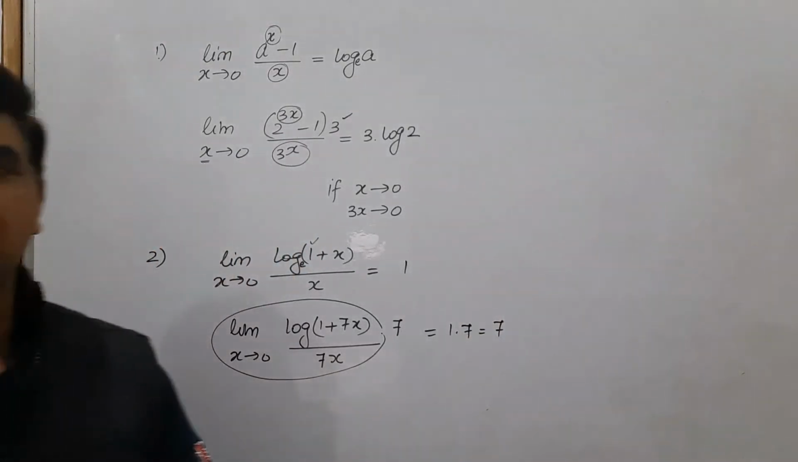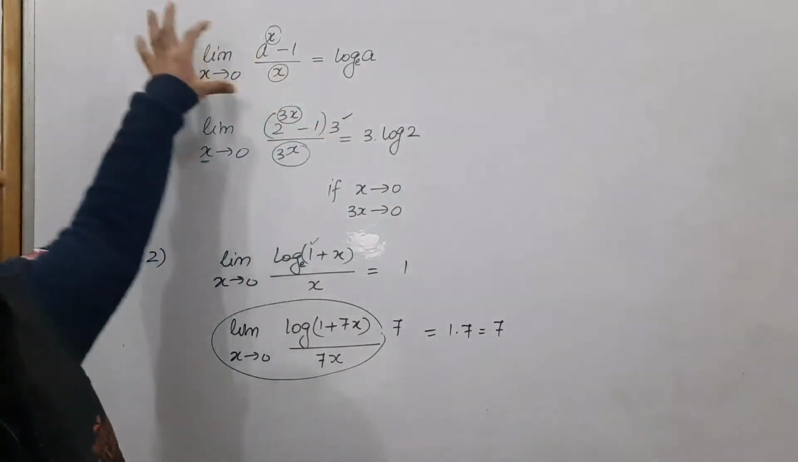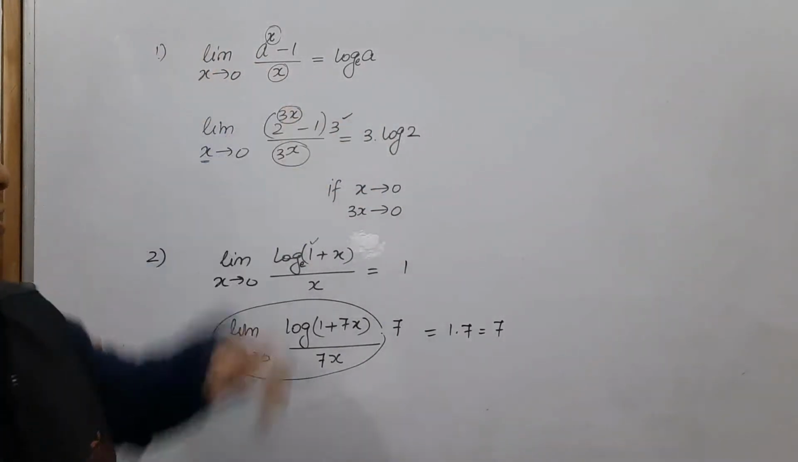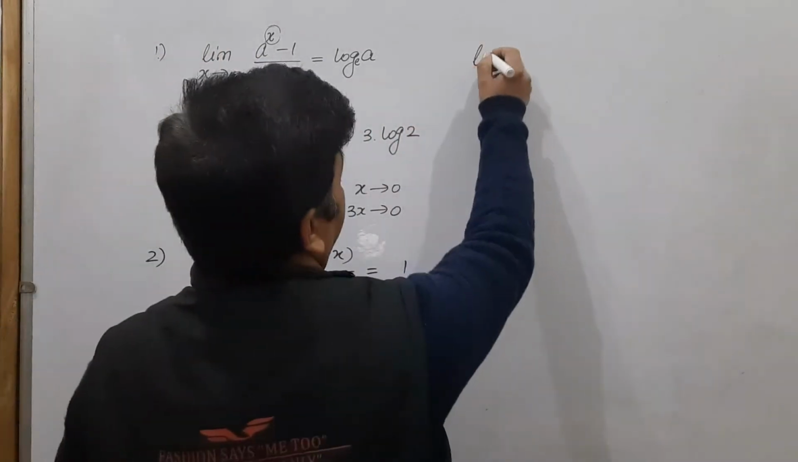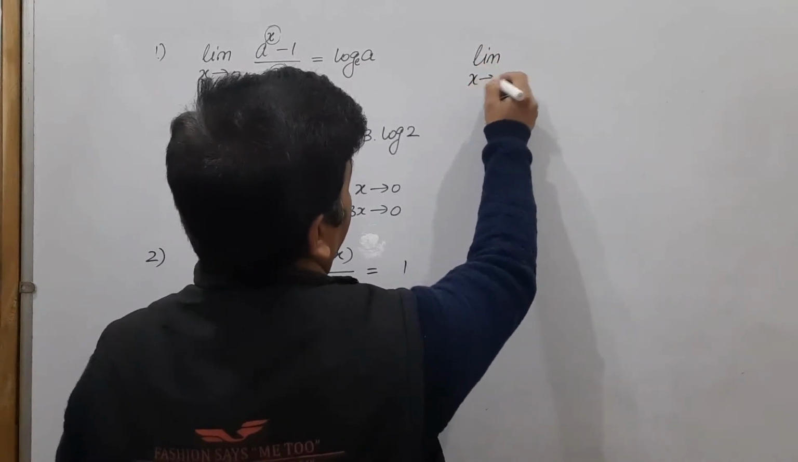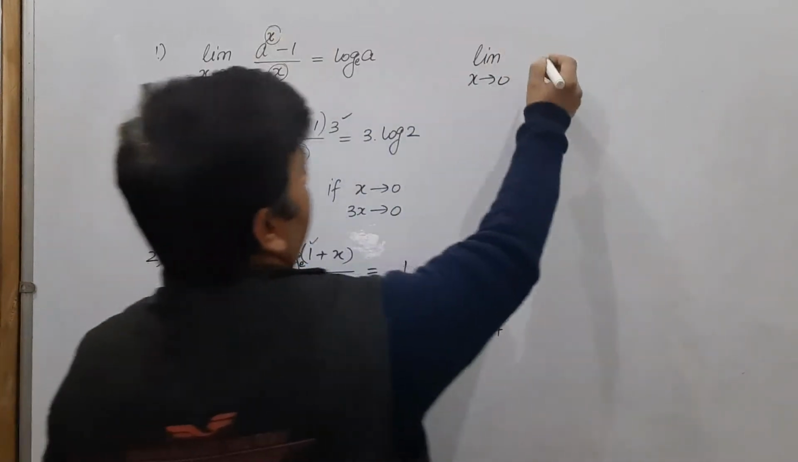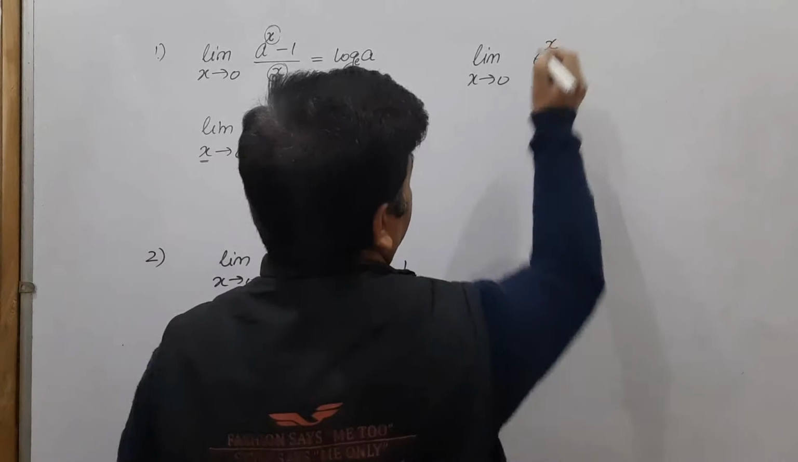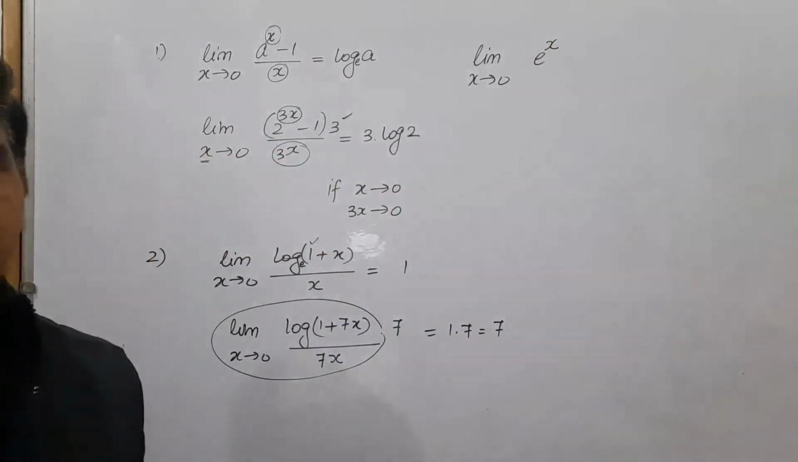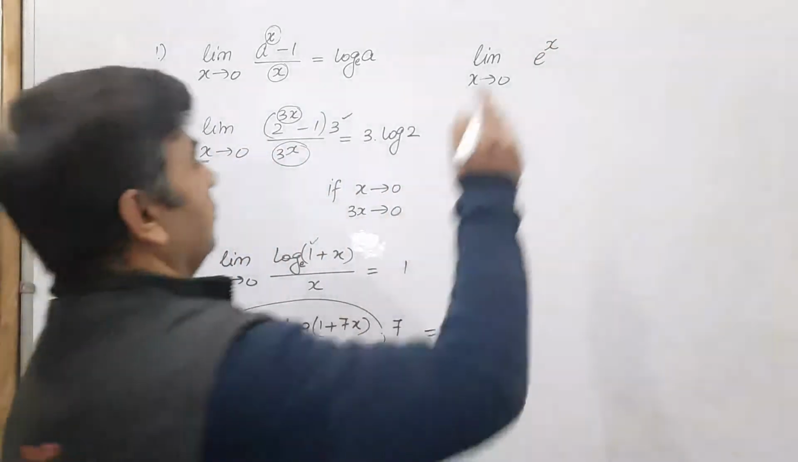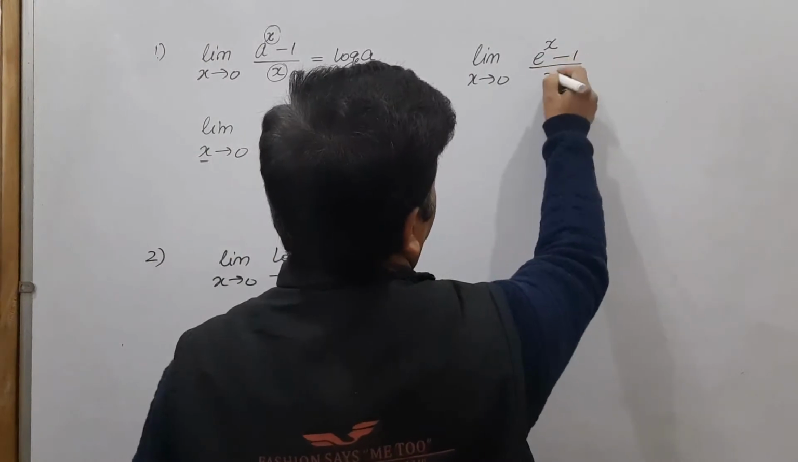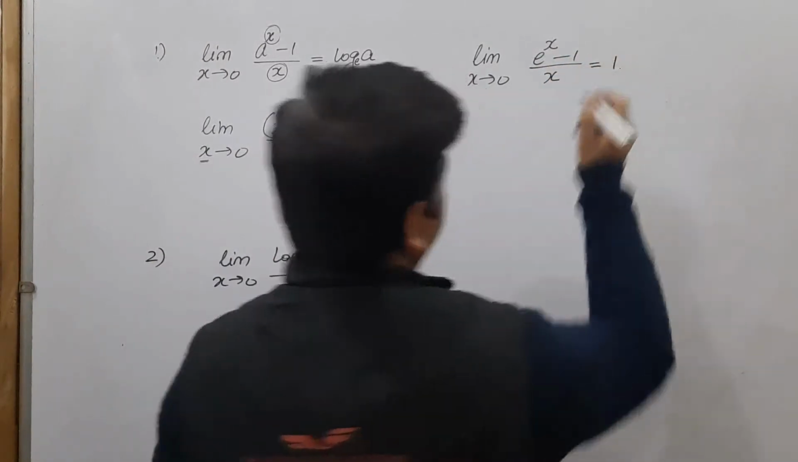So these are the two formulas. We have a sub case of this formula also, which is given as: if limit x tends to 0, and in place of a, it is e, where e is known as the exponential function, (e to the power x minus 1) upon x, then this is equal to 1.